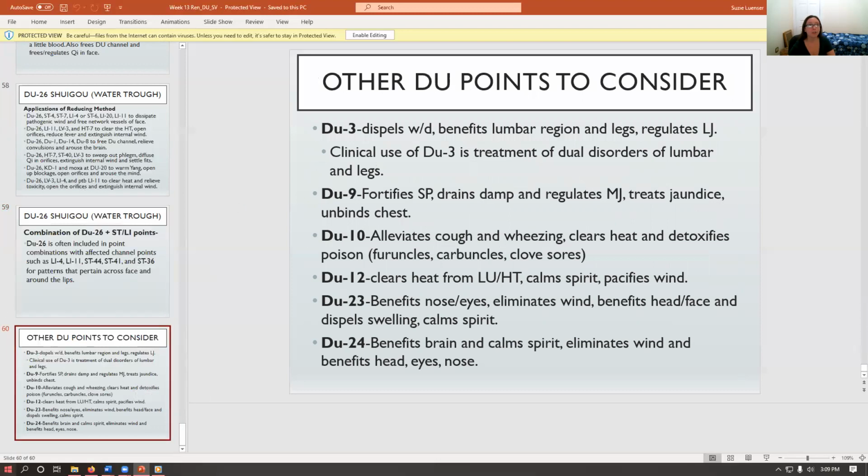Then just last slide here, other dew points to consider. There are a few. We've got do 3, often used for lumbar and legs. Do 9 is great for spleen, particularly good for jaundice. Do 10, good for cough and wheeze, also good for toxic poison in the skin, so things like clove sores and carbuncles. Do 12, good for heart and lung, heat and wind. Do 23, good for the face and calming the shen, and then do 24 specifically benefits the brain, calms the shen, benefits the head, eyes, and nose.